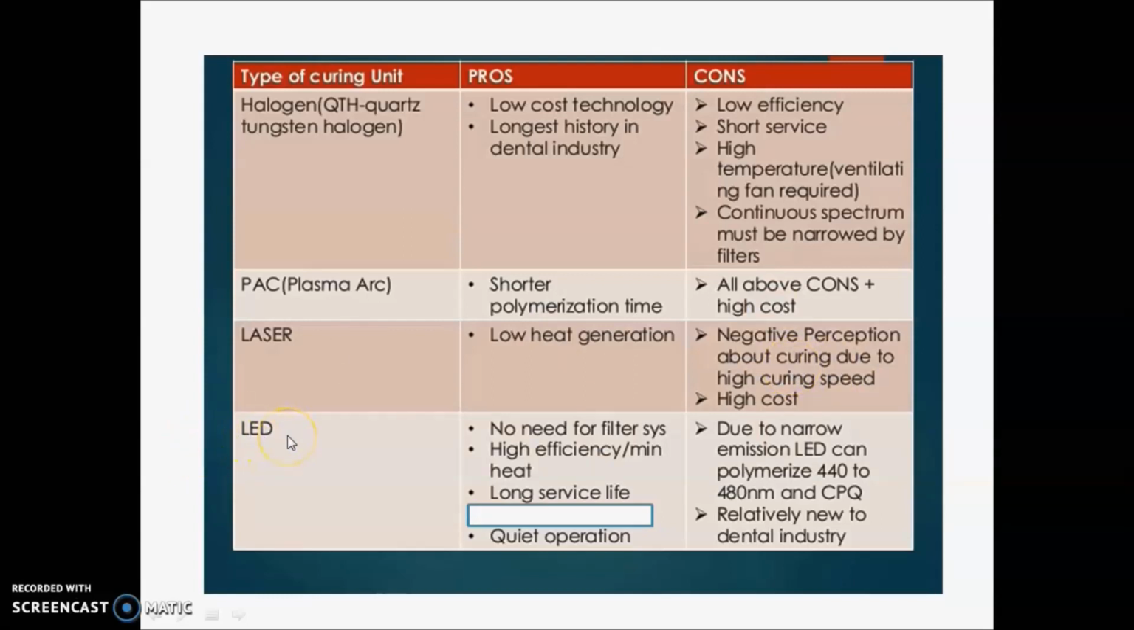Then we have LED, most commonly used. It is a light emitting diode. So if you want to know the exact value, they produce blue light of wavelength 455 to 486 nanometer. So you require no filter. They have very high efficiency and they have long shelf life, around 10,000 hours. Fine. They have a few cons, that their emission is very narrow. So they polarize between 440 and 480 nanometer only, and the CPQ means camphoroquinone. So this LED can be used only for those composites which have camphoroquinone as photoinitiator. Fine, so these are a few important points regarding your curing bulbs or curing units.